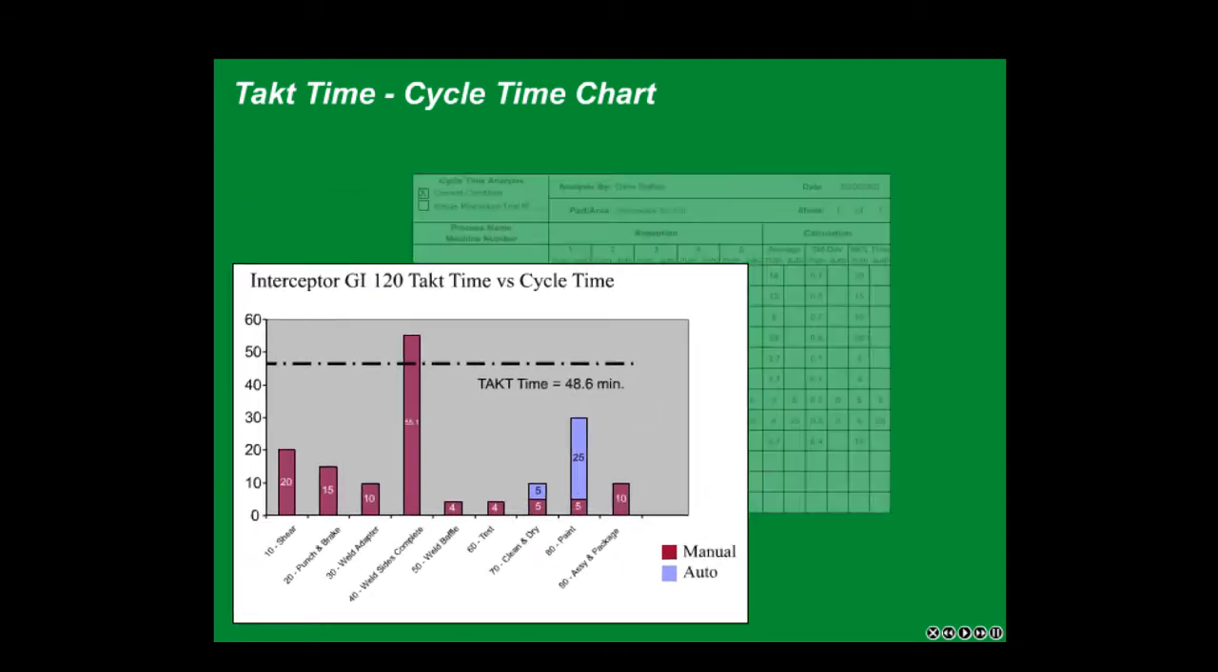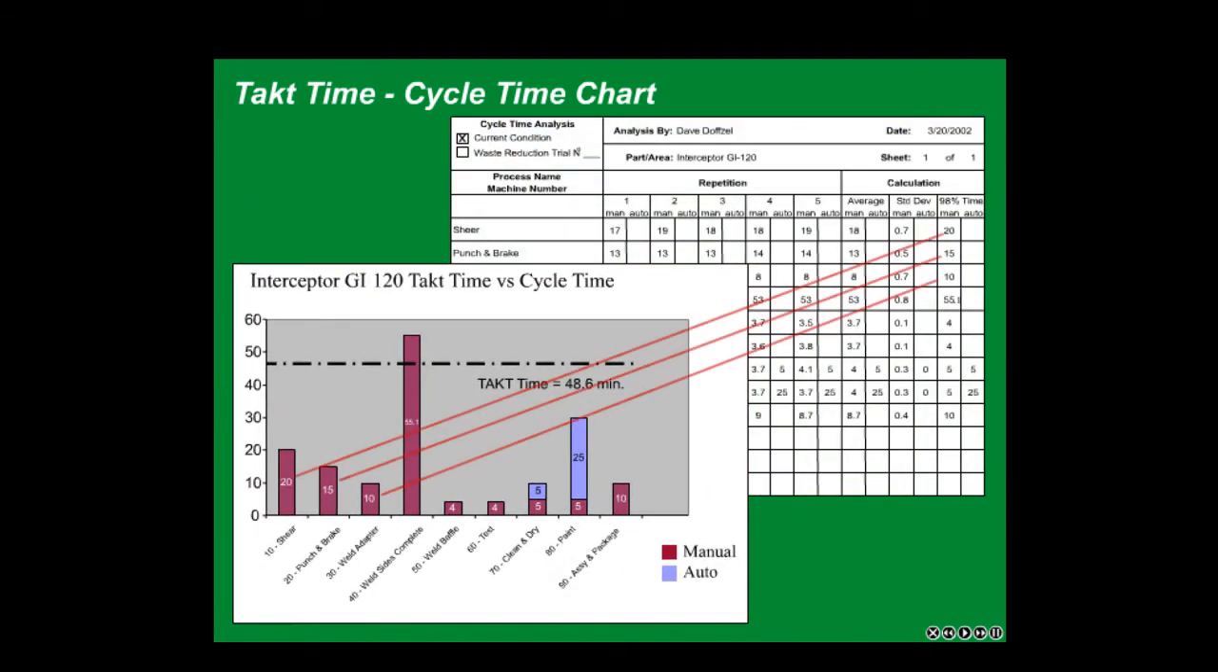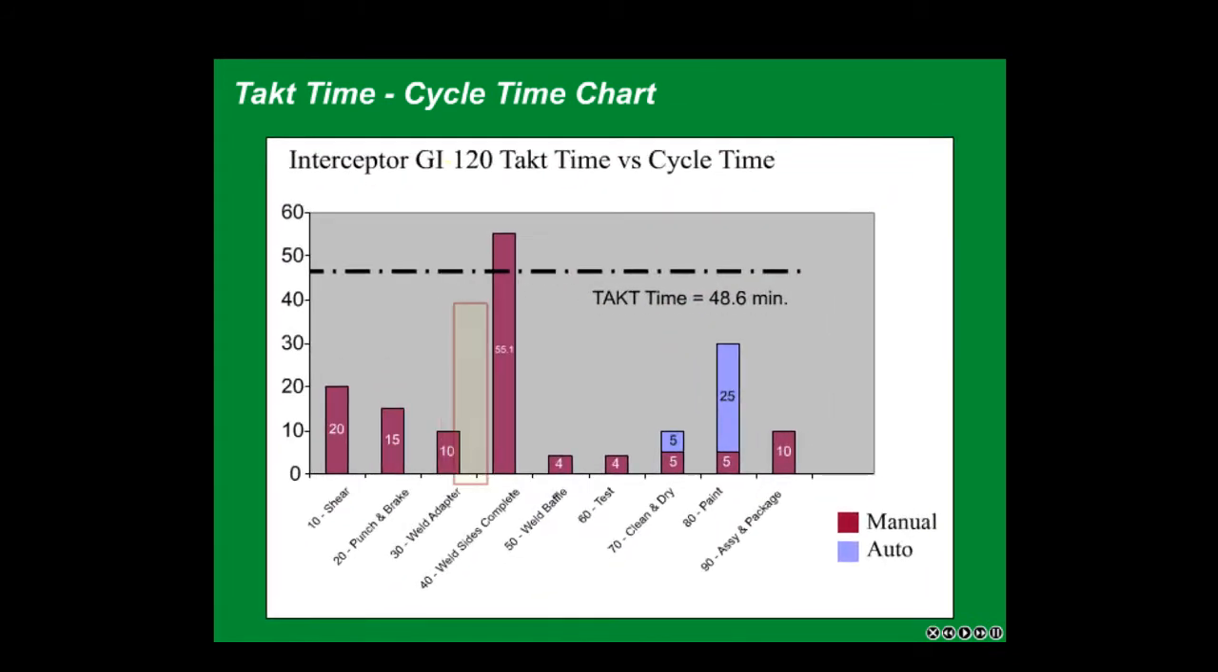Starting with the first operation, add a bar for each task until you have plotted the entire part process. The bar for each operation should be drawn so that both automated and manual time are stacked, as seen here in operation 70 and operation 80. Put the color-coded manual time on the bottom and stack the automated portion of the operation on top. This will make balancing steps easier to visualize.